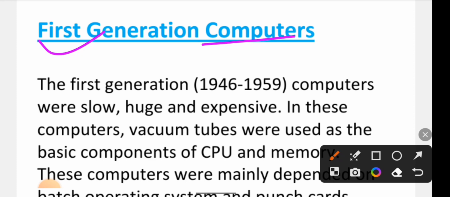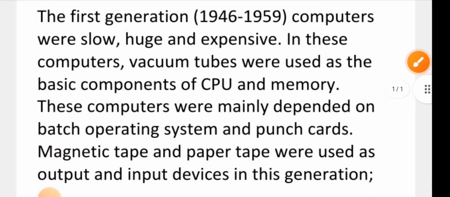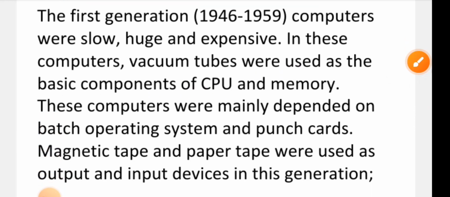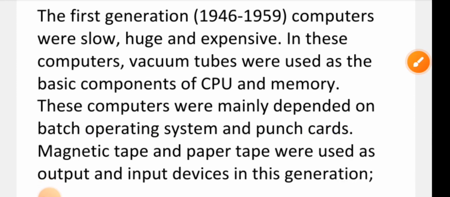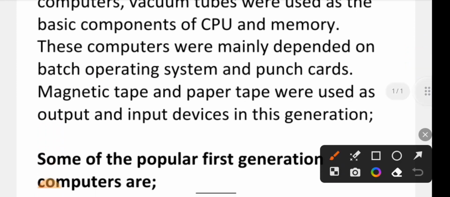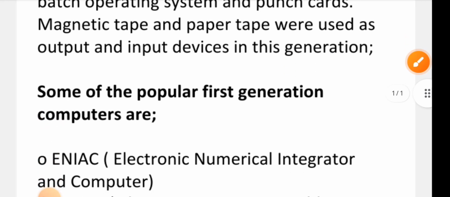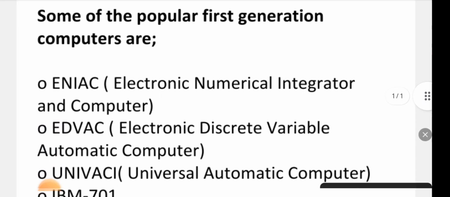In this generation computer were very slow, huge and more expensive. In these computers we used vacuum tubes as basic components for CPU and memory. These computers were mainly dependent on batch operating system and punch card. Magnetic tapes and paper tapes were used as input and output devices in this generation. Okay, so these are some examples of this generation.